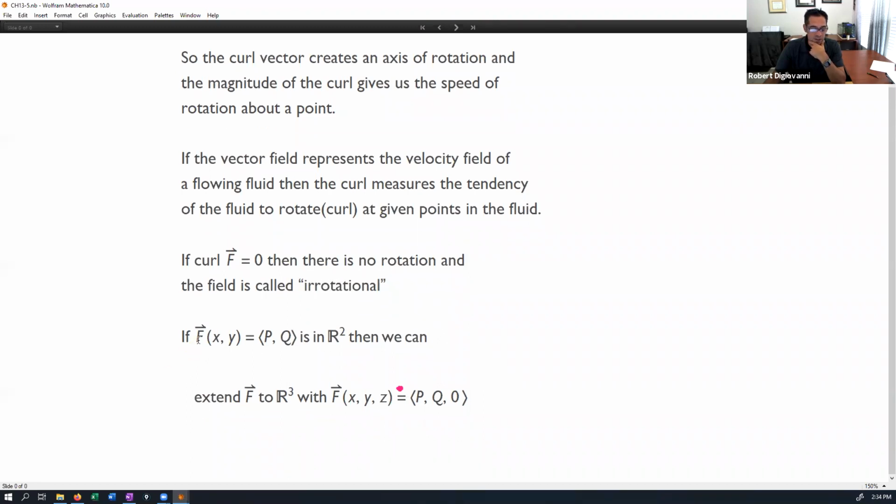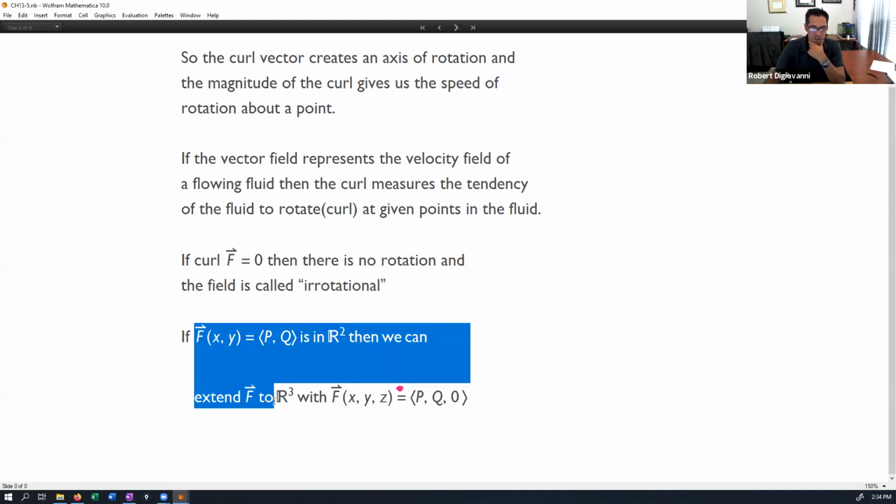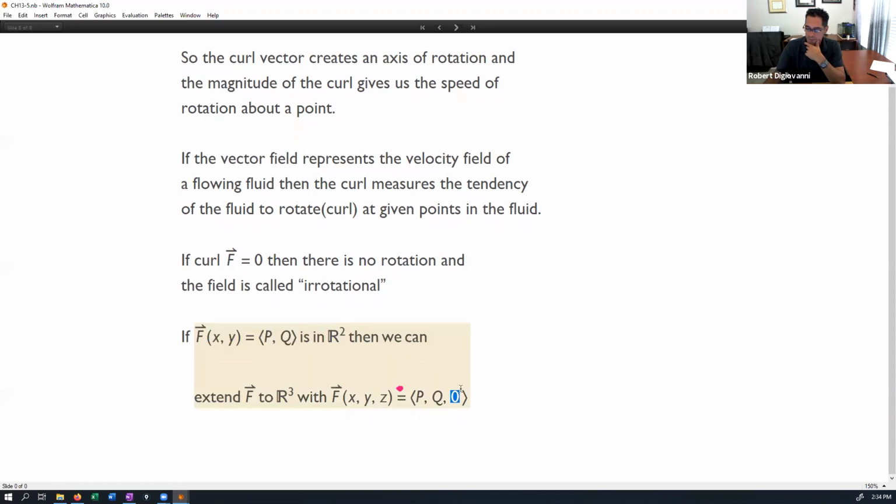And then this is what I said just a second ago. If our vector field is 2-dimensional, then it's easy for us to extend it into 3 dimensions by just adding a 0 for the z component.